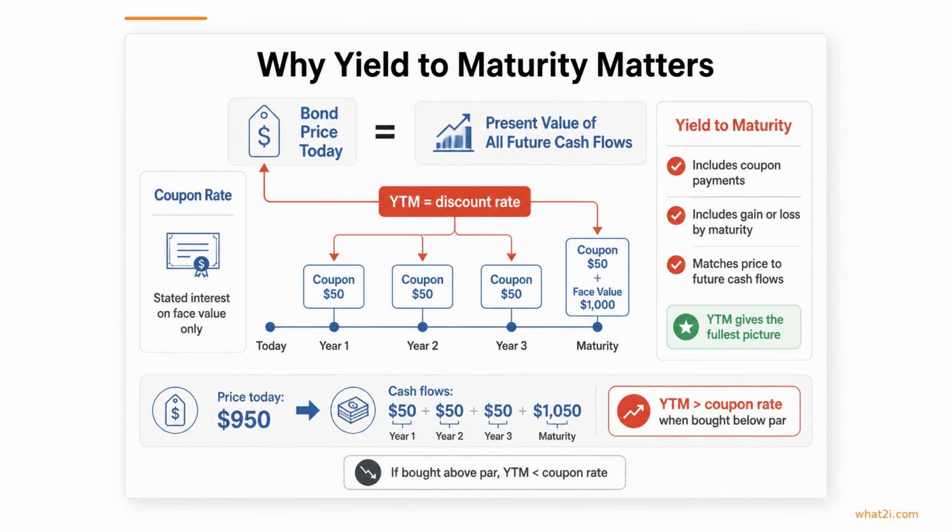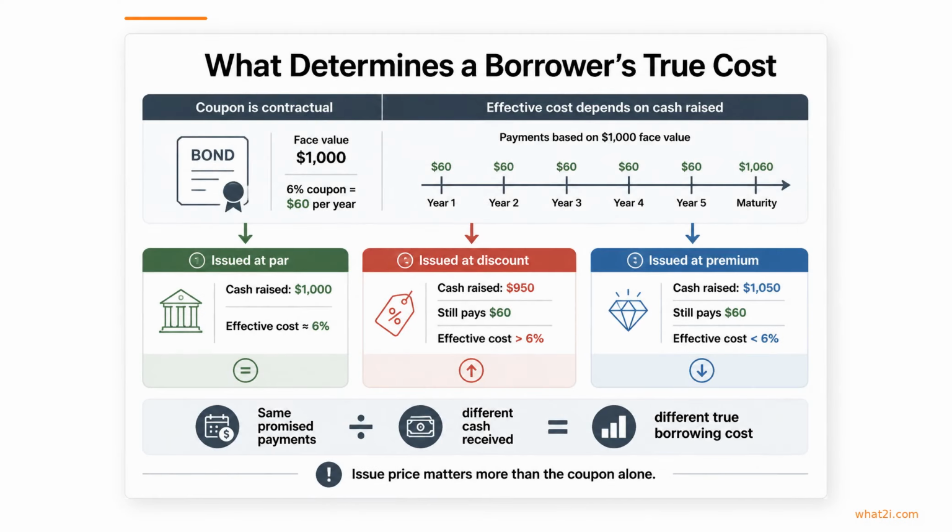For bonds, yield can be quoted in a few different ways, but yield to maturity gives the most complete picture. It connects today's price to all the cash flows ahead, including coupon payments and any gain or loss when the bond matures. A borrower's true cost is not just the coupon written into the bond contract. What really matters is how much cash the issuer actually receives up front, because raising less than face value pushes the effective cost above the coupon, while raising more pulls it below.